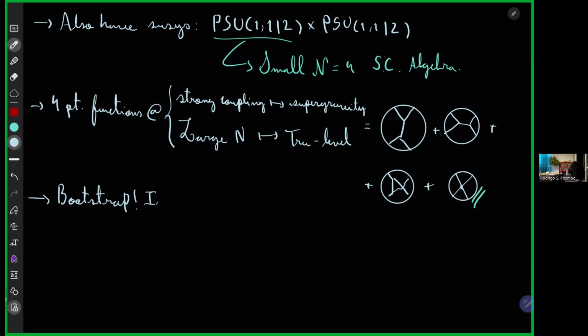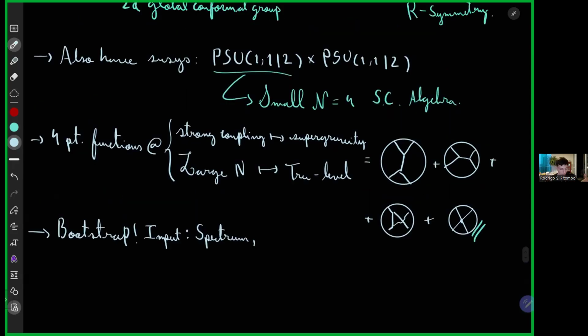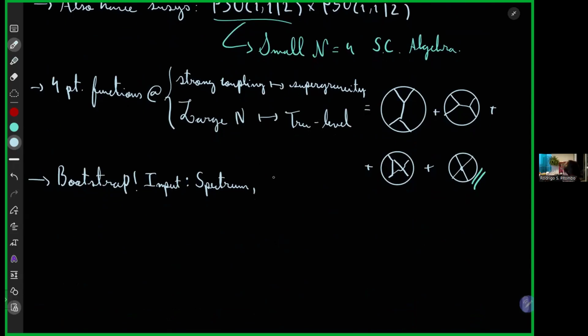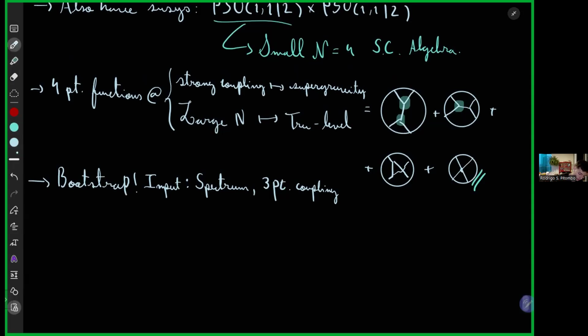As any bootstrap procedure needs some input, we'll need to input the spectrum of the supergravity theory in this AdS3 times S3 times K3 space, and the 3-point couplings. So the 3-point couplings of the Witten diagram of the supergravity action, which are essentially these guys here, for example, right? So we need to know how 3 given fields in this supergravity spectrum couple to each other. But we won't input the 4-point couplings.